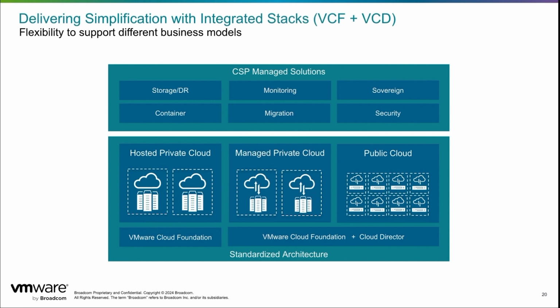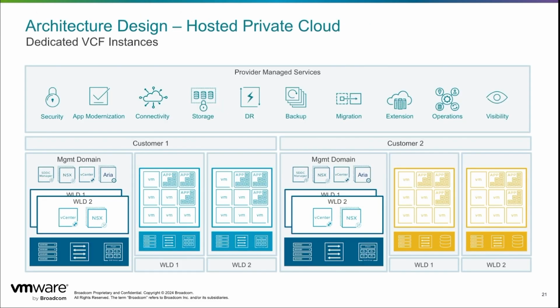In the middle, we see managed private cloud, where we add on the layer of Cloud Director. And then, of course, on the right-hand side, the public cloud deployment model, again using Cloud Director and VMware Cloud Foundation. Now, there are many different types of deployment options within these models, but we're going to take a look at just three options, one for each model, to give you an idea of the possibilities that are available.